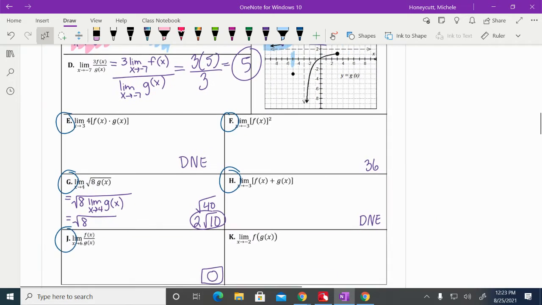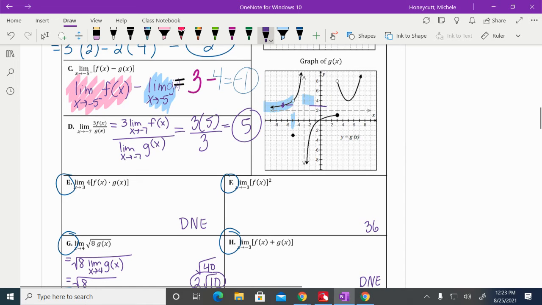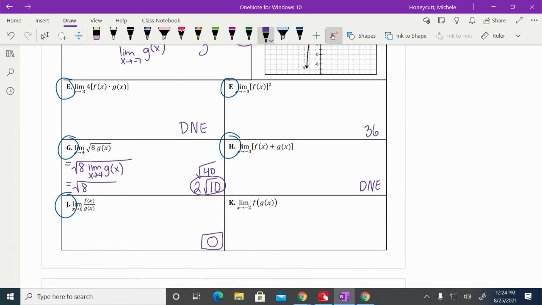On G, as x approaches 4, the y values approach 5. Right here, I'm looking at that point right there. So 5, which means I pretty much have the square root of 8 times 5, which is the square root of 40. And that's how I get 2 square root of 10.